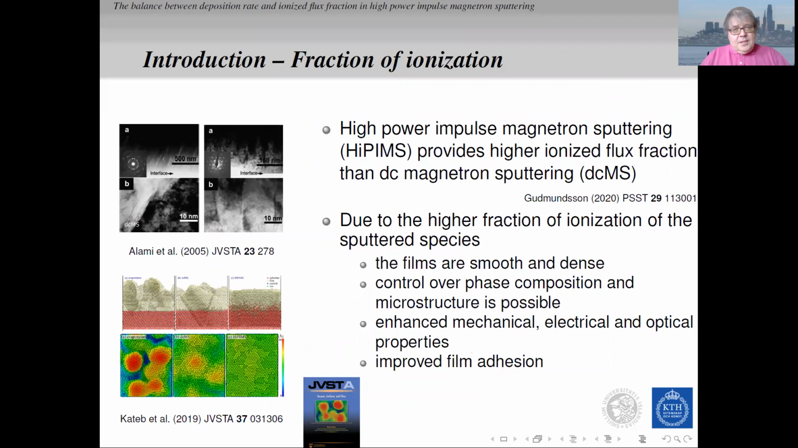The HIPIMS discharge gives us higher ionized flux fraction than the DC magnetron. And due to this high fraction of ionization of the sputtered species, we get overall better quality films. They are smooth, dense, we can control the microstructure, we get better mechanical, electrical, and optical properties, and better adhesion. And this has been shown experimentally.